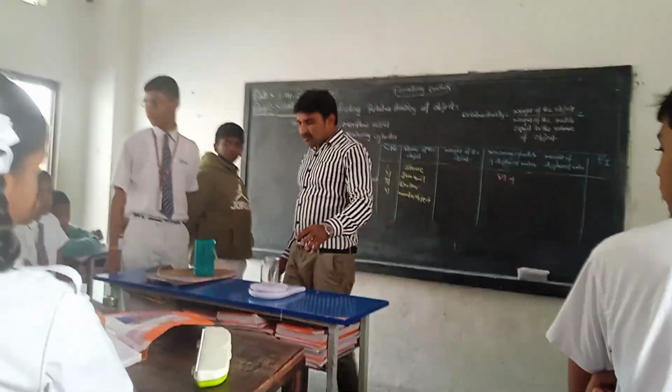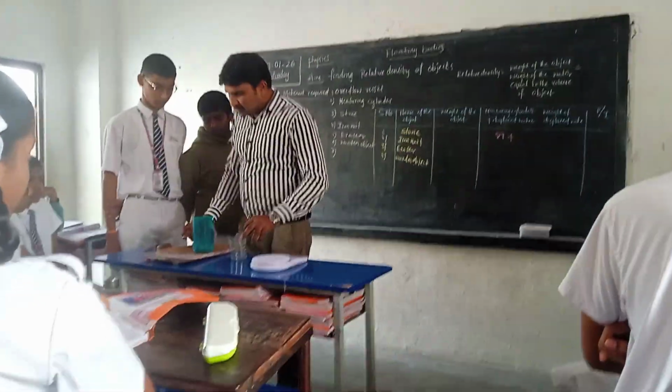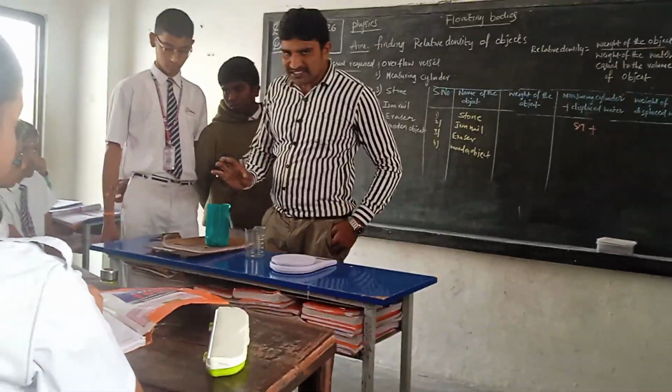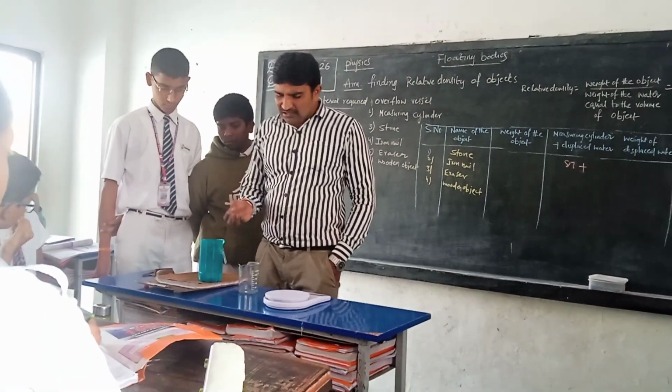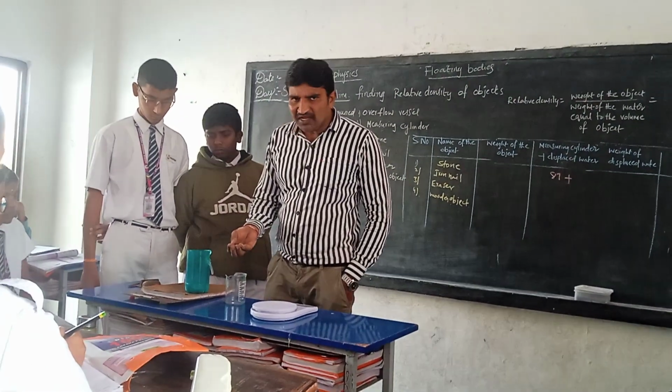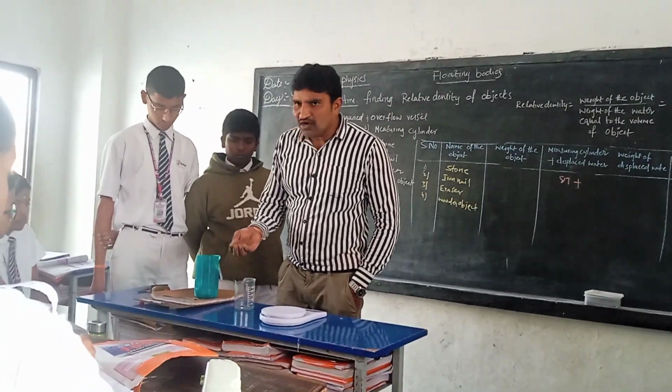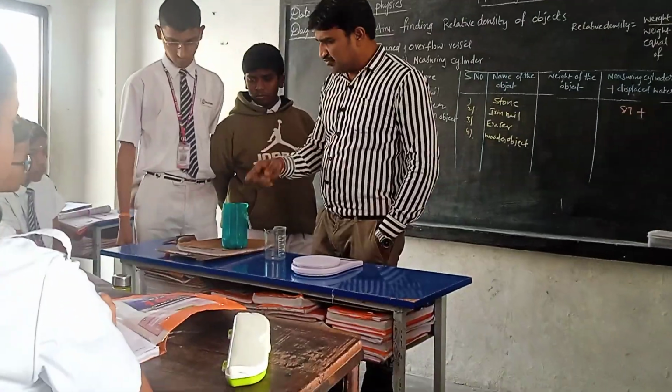So next, for the water in the measuring cylinder, pour some water until water drips from the beak of the overflow vessel. So pour some water in it.